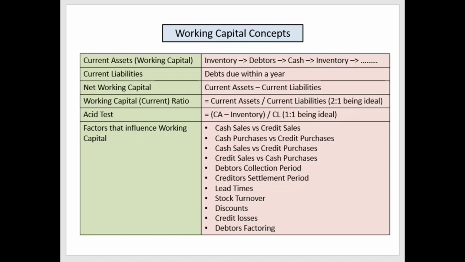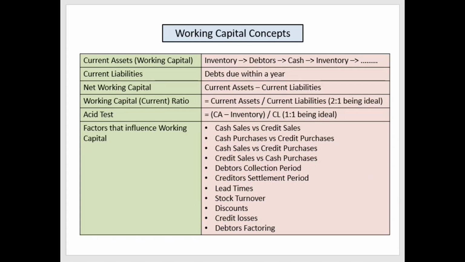Then there are several factors that will influence our working capital. For instance, what is our ratio of cash sales to credit sales? Same, what is our ratio of cash purchases to credit purchases?